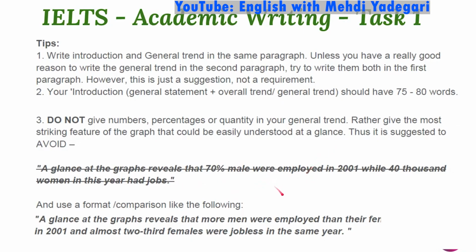Take a look at this example that is wrong. A glance at the graphs reveals that 70% of males were employed in 2001, while 40,000 women in this year had jobs. So 40,000, 70%, we've gone into the details. We shouldn't. In the general trend part, we don't. And the correct version would be: a glance at the graphs reveals that more men were employed than their female counterparts in 2010, and almost 2/3 of females were jobless in the same year.